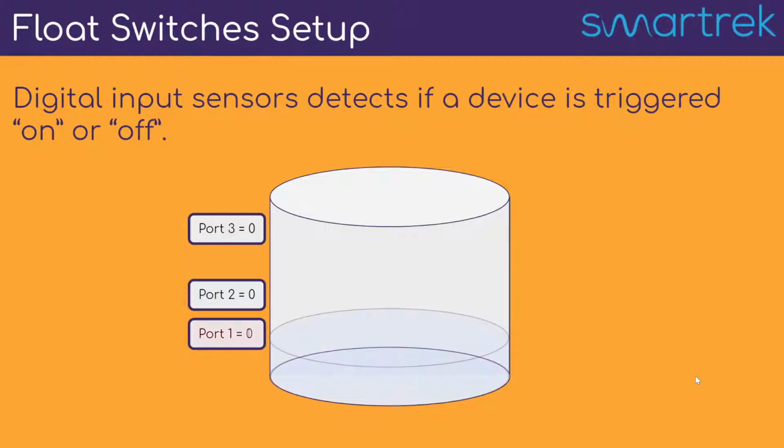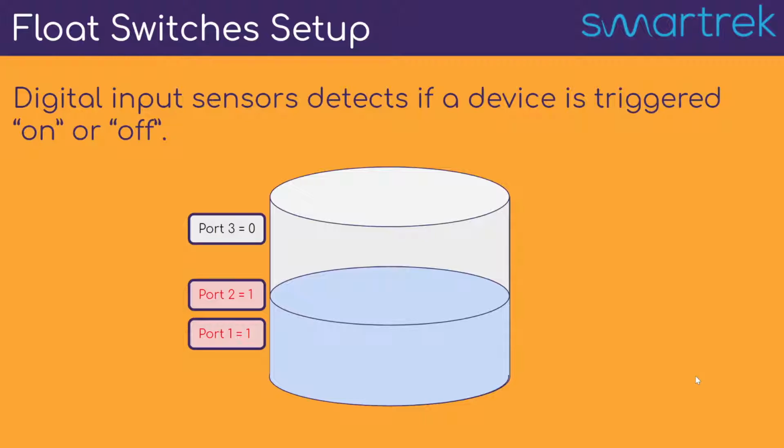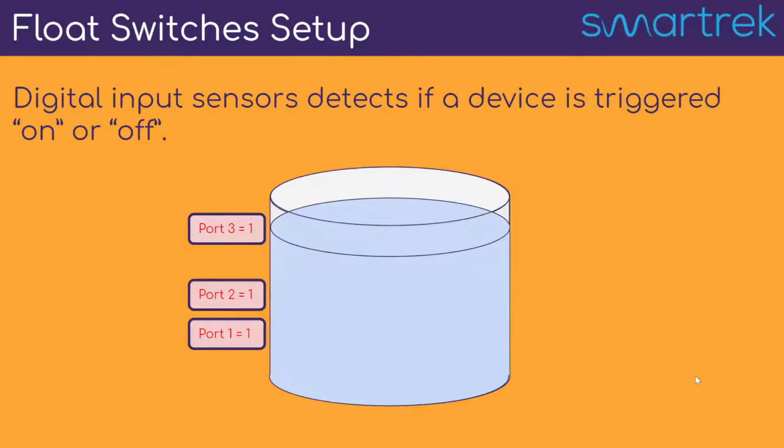When the water level hits the first float switch, then port 1 of the digital input sensor will return 1. When the water hits the second float switch, then both port 1 and 2 will return 1. The same goes when the water level hits the third float switch. Knowing that the data from my digital input sensor returns either 0 or 1, I now want to show this information visually on my report.